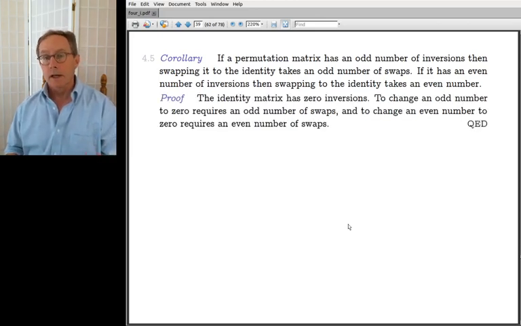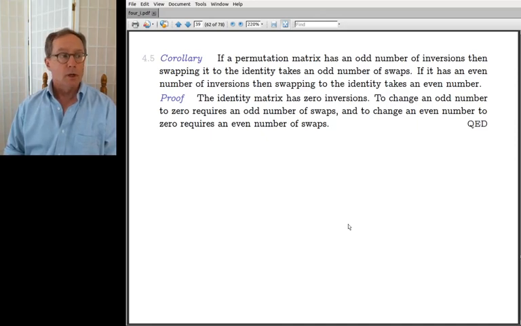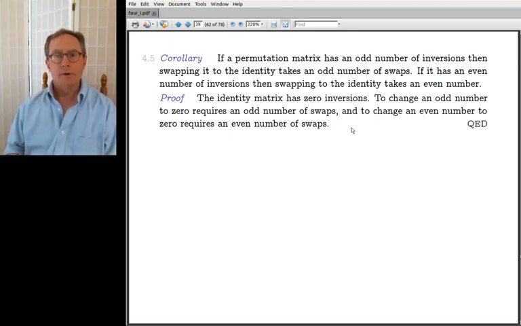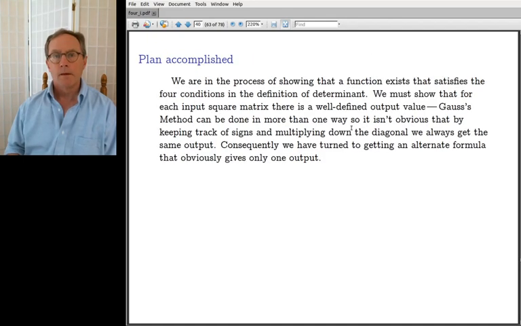It's actually straightforward, but often with corollaries you got to the end of all the work, and so the work is all done here. The identity matrix has 0 inversions. To change an odd number to 0 requires an odd number of swaps, and to change an even number to 0 requires an even number of swaps. That's okay. So very straightforward. So, we'll have a little celebration JavaScript animation here.